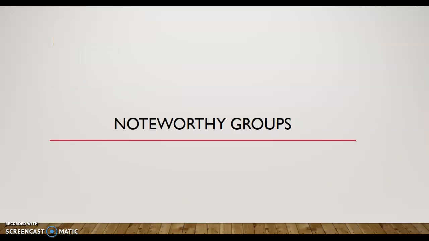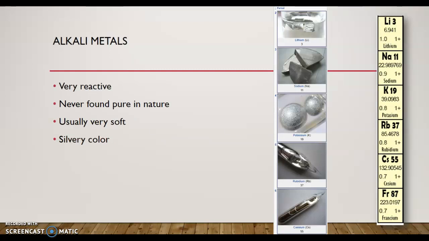So let's walk through some noteworthy groups here. You will need to write all of these down, and again, whatever you decide to color them, make sure that you label it in your key. The first group is our alkali metals. They're very, very, very reactive. They're never found pure in nature. They're generally very soft and silvery in color. As you go down the group, they get more and more reactive.